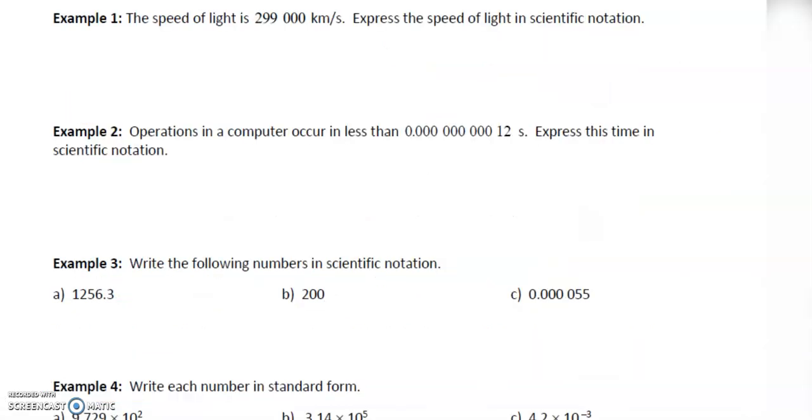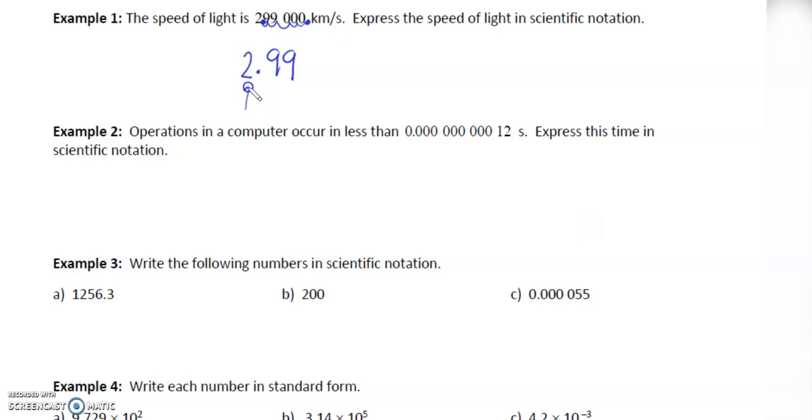Okay, example 1. The speed of light is 299,000 kilometers per second. Express the speed of light in scientific notation. So you'll see how easy this is. This is where the decimal is currently. We're going to go 1, 2, 3, 4, 5 units to the left. So our number is actually going to be 2.99.